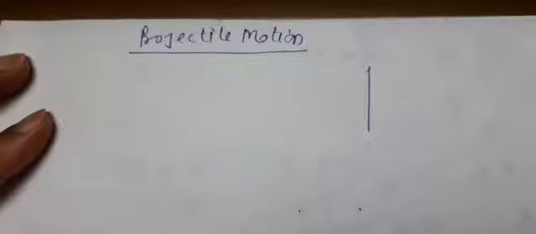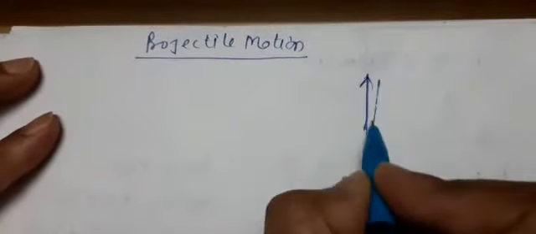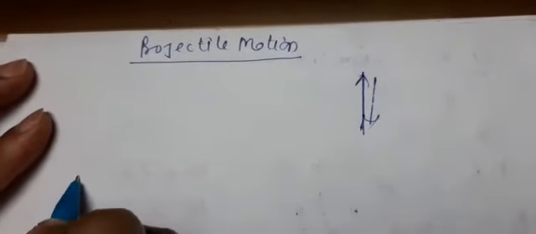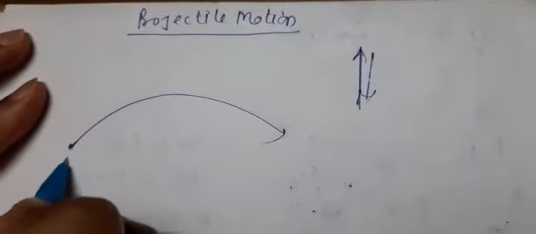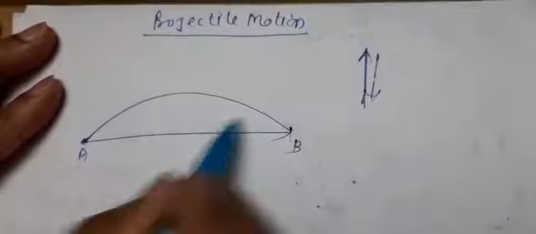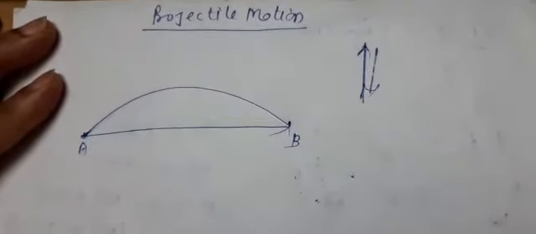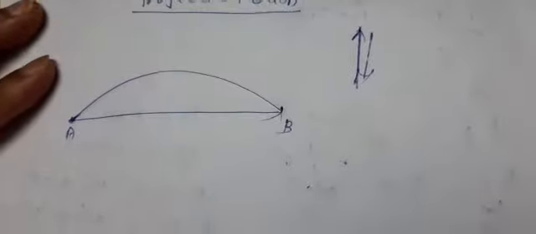See, if you have a ball in your hand and you are throwing it straight vertically upward, then it will come down straight. But if you throw the ball like this, from point A and reaching some distance, covering some height, here it is following a curved path. This is an example of projectile motion.